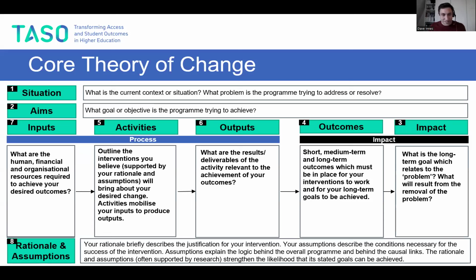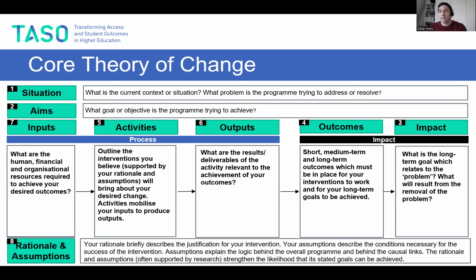There's obviously quite a lot of detail on the slide there, but that should show you what a theory of change should look like. And I think the important thing here for the purposes of economic evaluation is that the theory of change should really identify what the key goal or objective of the program is trying to achieve.